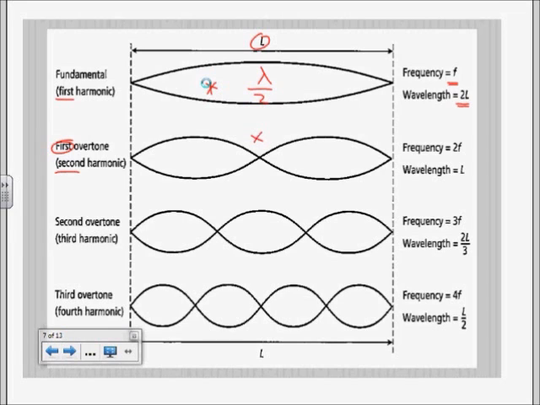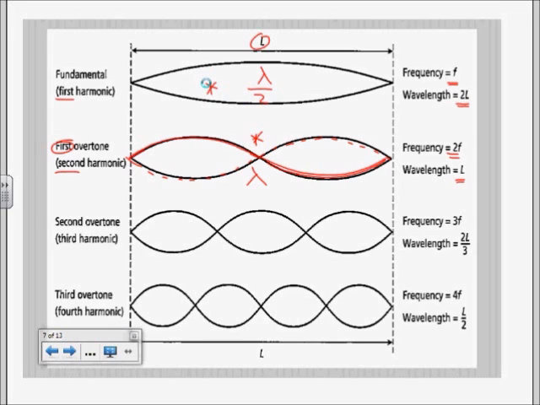For this second one, it's now like a complete sine curve. At one point in time, the thing is shaped like that. At a later point in time, half a cycle later, it would be shaped like that. After a full cycle, it goes back to the original position again. In this case, the length of the string matches lambda. So the wavelength is equal to the length, and the frequency produced is 2 times the fundamental.